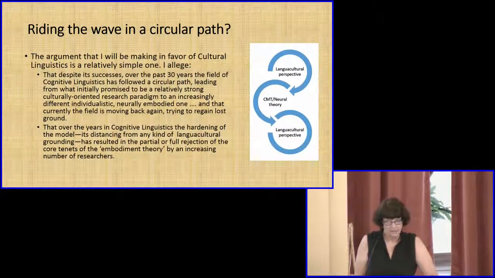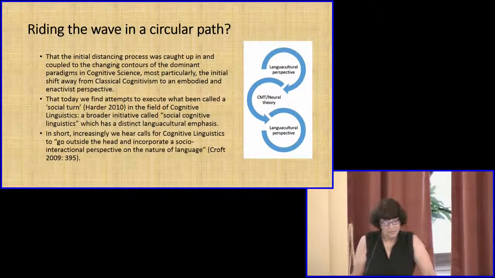The argument that I'll be making in favor of cultural linguistics is a relatively simple one. I allege that despite its successes, and there have been many, over the past 30 years, the field of cognitive linguistics has followed a circular path, leading from what initially promised to be a relatively strong, culturally oriented research paradigm to an increasingly different, individualistic, neurally embedded or embodied one, and that currently the field is moving back again, trying to regain lost ground. I'll argue that over the years, in cognitive linguistics, the hardening of the model, the distancing from any kind of linguocultural grounding, has resulted in the partial or full rejection of the core tenets of the embodiment theory by an increasing number of researchers.